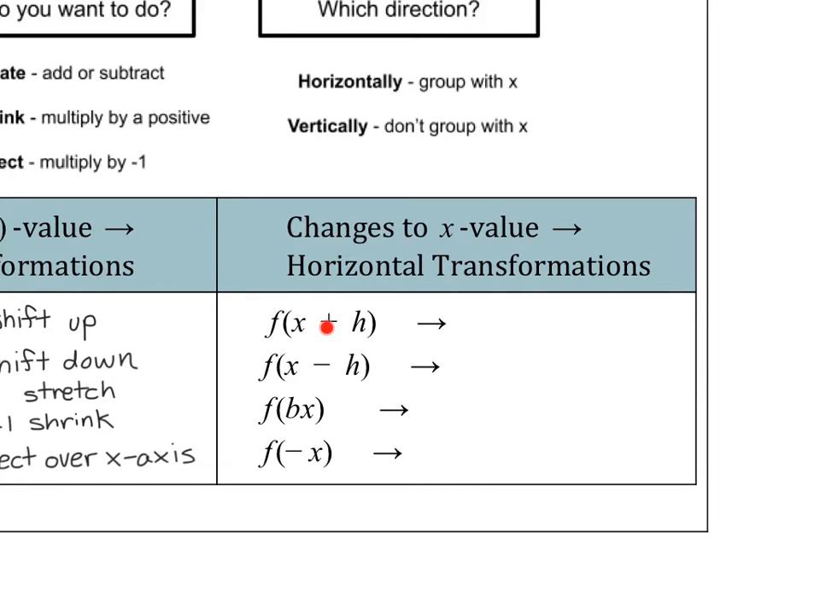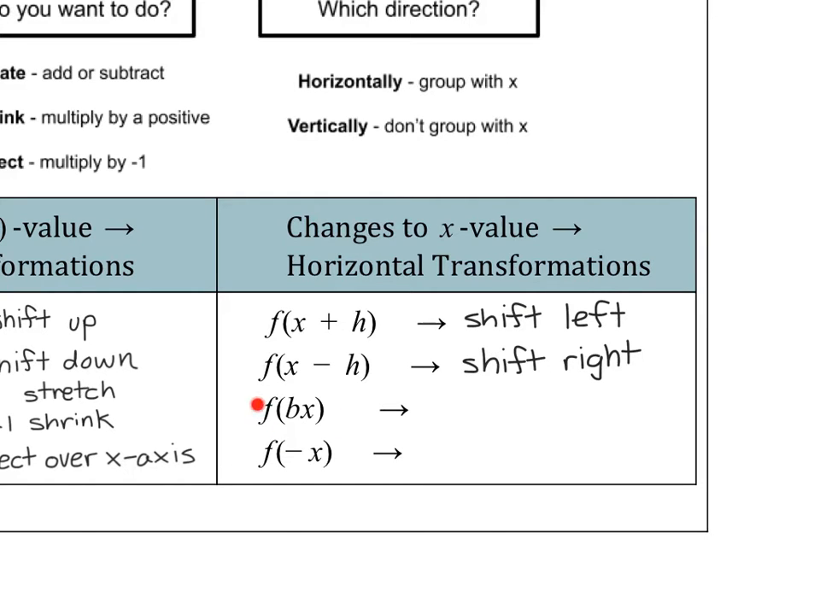So even though we're adding a number to x, this is actually going to shift our graph to the left. So it moves in the opposite direction that you think. Now the same thing applies for subtraction. When you subtract from x, it's going to move in the opposite direction, and it's actually going to shift our graph to the right.